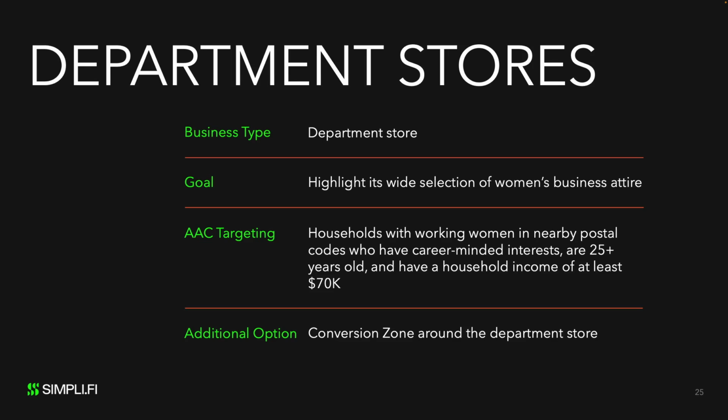Here's an interesting audience for a department store that's trying to sell more of their women's business attire. We can create a target audience of career-minded, working women over 25 with a household income of $70,000 in nearby postal codes. And of course, a conversion zone around the department store would help us track the return on this ad spend.